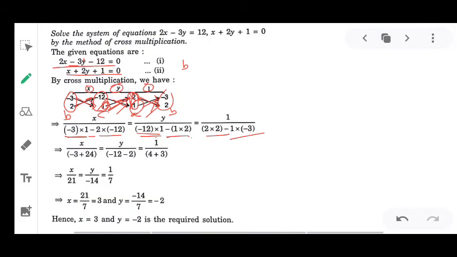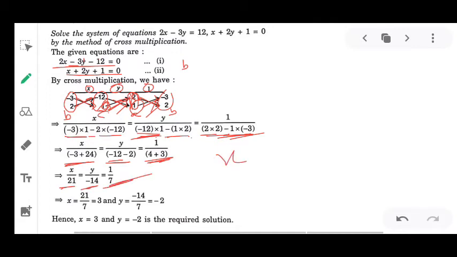Okay, so x by minus 3 into 1, that is minus 3, minus 2 into minus 12. Minus 2 into minus 12 is plus 24, equals y by minus 12 into 1, that is minus 12, and minus 1 into 2, that is 2. So minus 12 minus 2, equals 1 by 2 into 2, 4. Minus 1 into minus 3 is plus 3, so plus 4 plus 3. So x by minus 3 plus 24 is 21, and equals y by minus 12 minus 2, that is minus 14, equals 1 by 4 plus 3, 7.